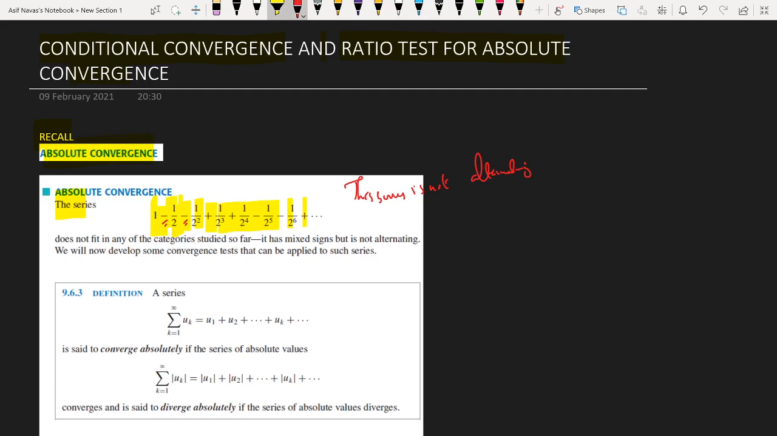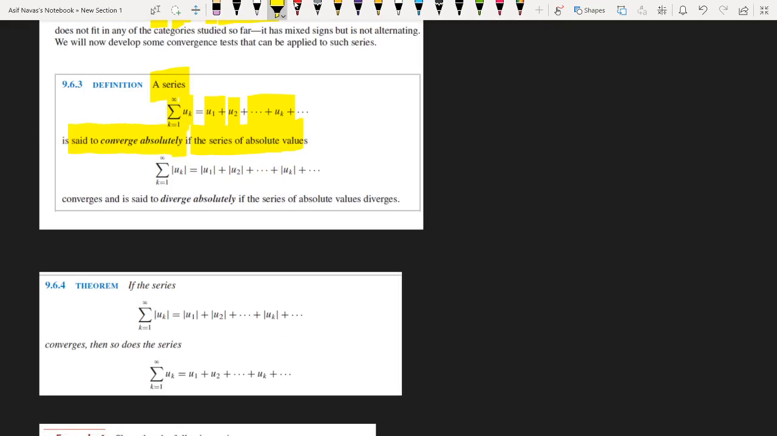Now let us recall what absolute convergence is. A series sigma k equal to 1 to infinity uk, that is u1 plus u2 plus etc., is said to converge absolutely if the series of absolute values, sigma k equal to 1 to infinity mod uk, that is mod u1 plus mod u2 plus etc., converges. It is said to diverge absolutely if the series of absolute values diverges. So diverge absolutely means the series of absolute values diverges.